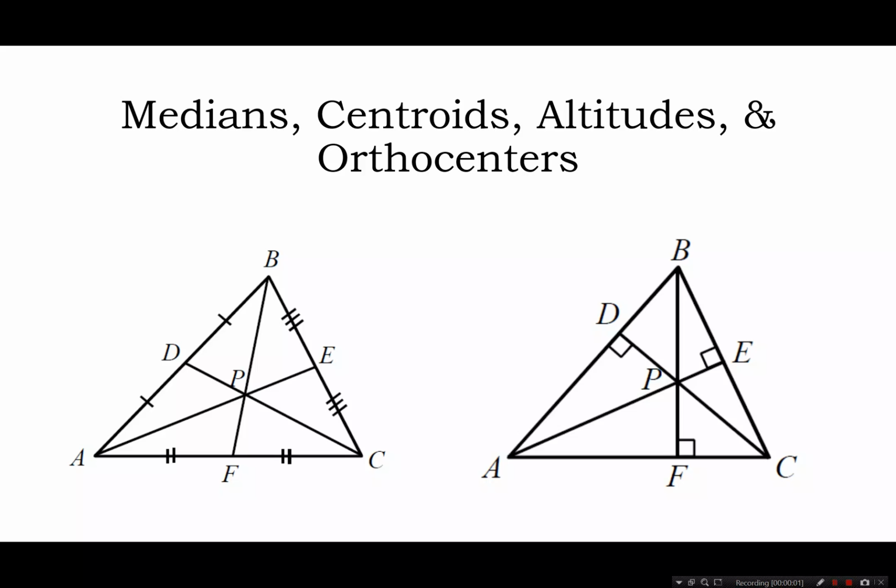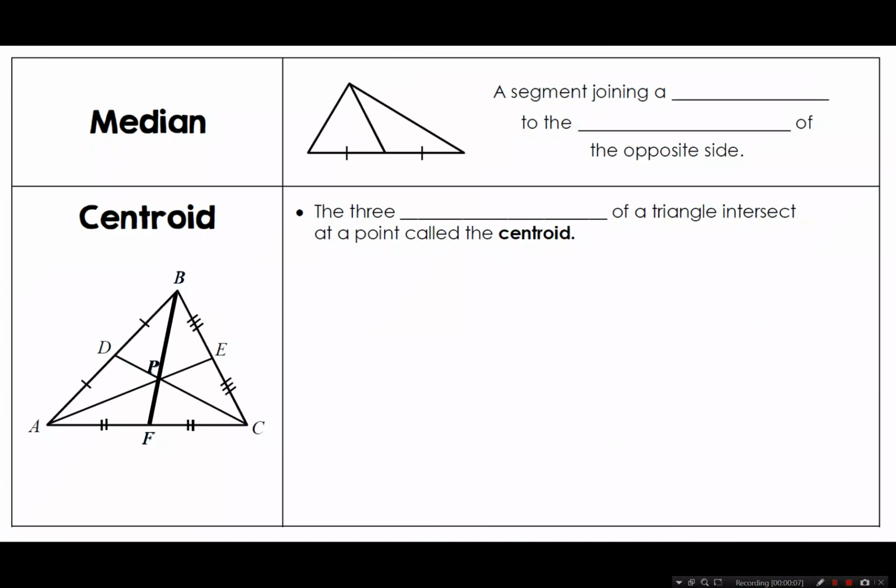This lesson's on medians, centroids, altitudes, and orthocenters. We're going to start off by talking about a median. A segment joining a vertex to the midpoint of the opposite side is called the median. When we look at this example, we have the top vertex meeting down here at the midpoint of the bottom line. That actual line drawn there is the median.